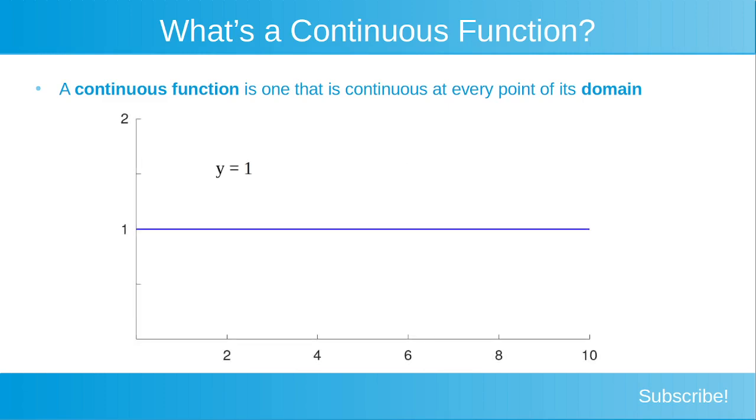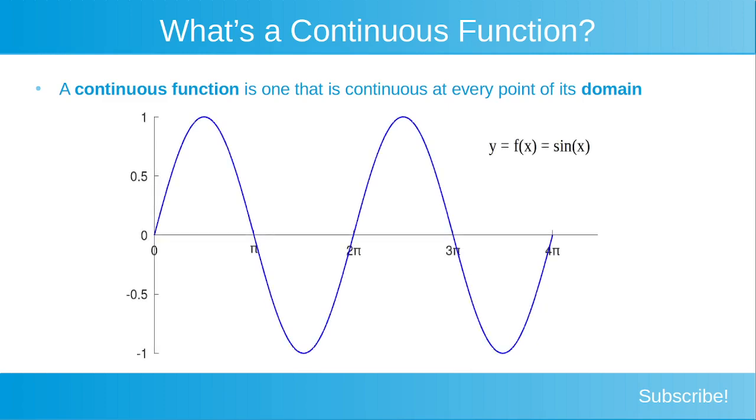For this function, y is equal to 1 on the domain from 0 to 10, it is continuous at every point of its domain. We can describe it as a continuous function. For this function, f of x is equal to sine x on the domain from 0 to 4 pi. It is continuous at every point of its domain, and we can describe it as a continuous function.